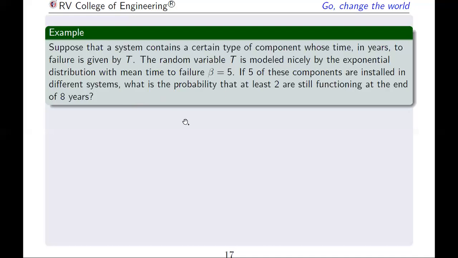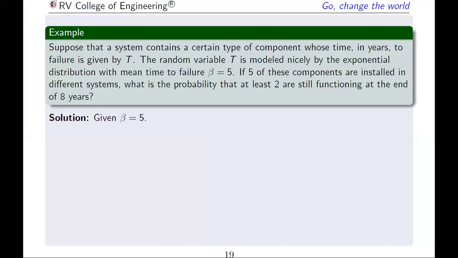So here a situation is modeled by an exponential distribution. Therefore, we have f of x defined in two intervals, when x is greater than 0 and when x is less than 0, and they have given beta equal to 5. So let us make note of it.